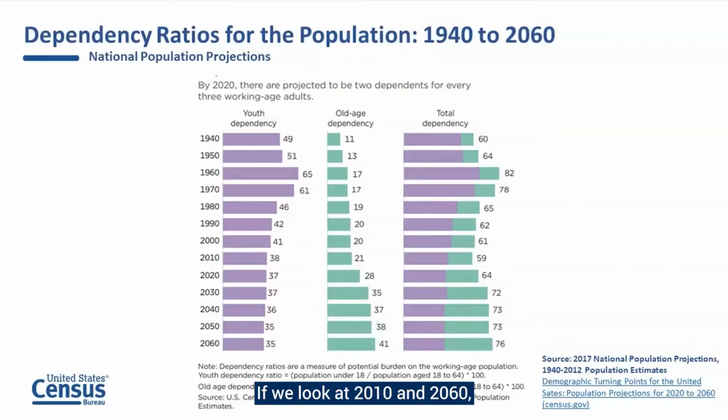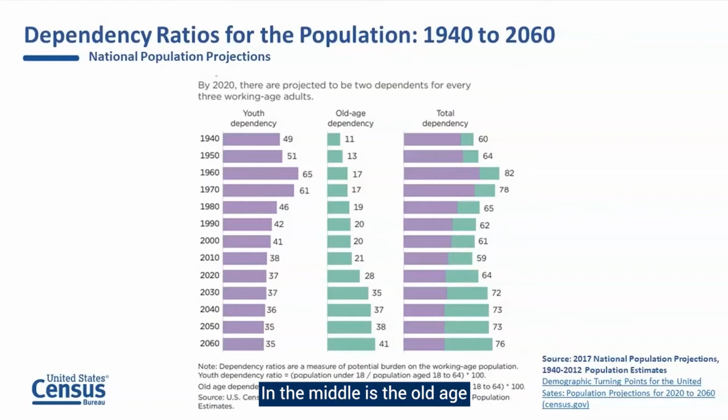If we look at 2010 and 2060, we see that the youth dependency ratio will decrease slightly from 38 in 2010 to 35 in 2060, meaning that there will be 35 children under 18 for every 100 working age adults between age 18 and 64, which is the lowest youth dependency ratio we see on record here. You can look at the previous years and you'll see much higher numbers.